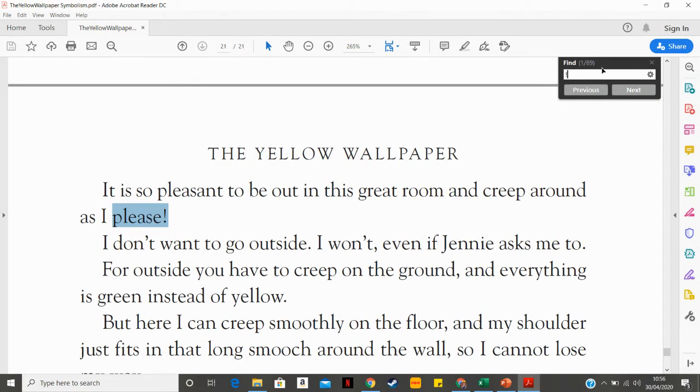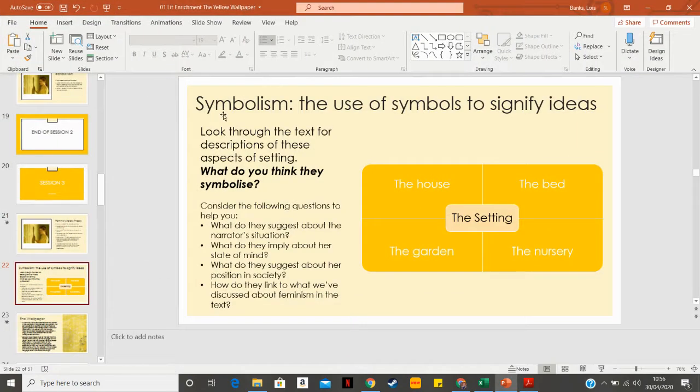There are 89 exclamation marks in this 22, 23 page or 21 page text. That is an awful lot. And we can look at that as to what that suggests about her state of mind. And what you might want to look at is the frequency of the exclamation marks. Are they quite infrequent at the start? And do they become more and more frequent as she moves on, thus suggesting her sort of descent into madness? But that was just something I was thinking of then in my head.